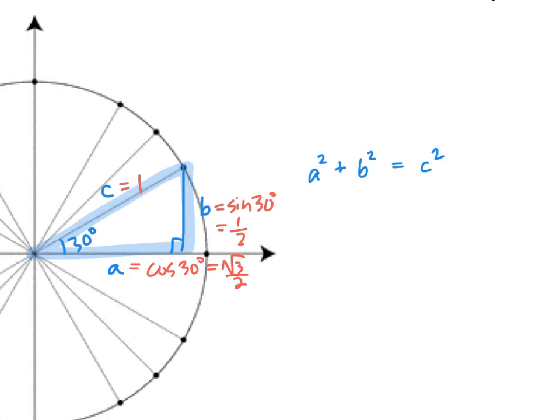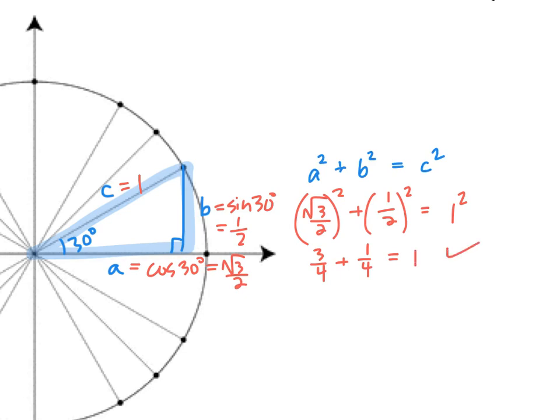a squared plus b squared equals c squared. So a is square root 3 over 2 squared, plus b is 1/2 squared, and c is 1. Let's go ahead and verify to see if this is true, with some algebra review. Square root 3 over 2 squared is 3 over 4. 1/2 squared is 1/4. 3/4 plus 1/4 is 4 over 4, which is 1. And that is the same as 1 squared, so this makes sense.